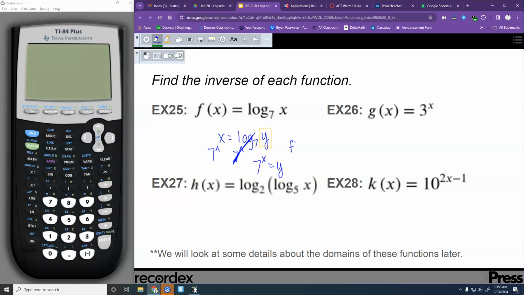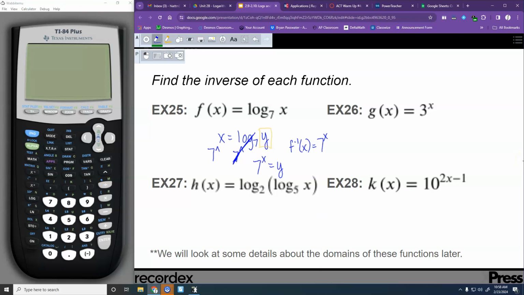And if we write that back with inverse notation, the inverse of f is going to be 7 to the x power. You might want to take a guess about what the next one is going to be before we work it out. If log base 7 of x was 7 to the x, what do you think the inverse of 3 to the x is going to be? Log base 3 of x, yeah.